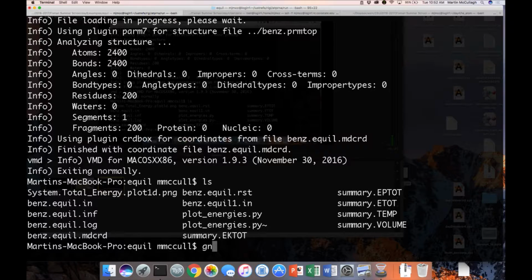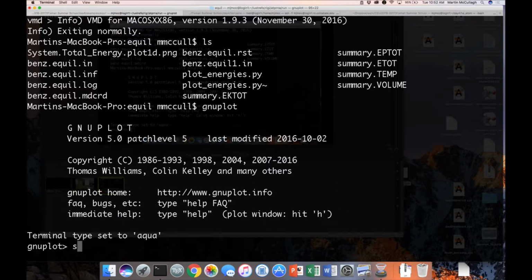Well, hopefully, I forgot to ask him. He's got a new plot. He does. So we can plot some of these. Which one did I tell you to plot first?